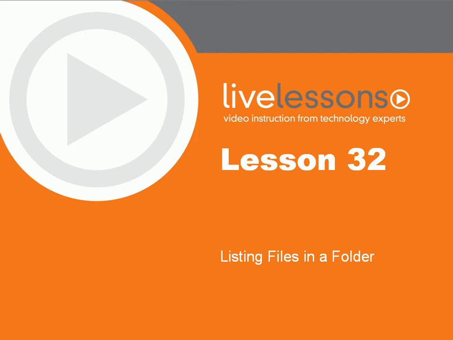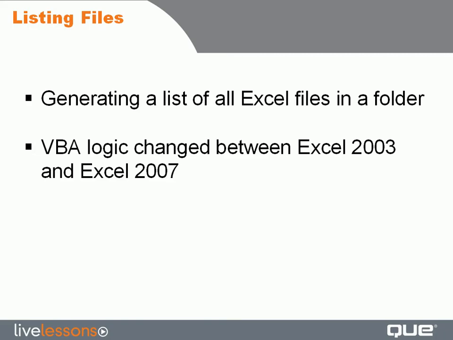Lesson 32, listing files in a folder. Well, in this lesson, we're going to take a look at some code that will generate a list of all files in a folder. We can specify only files of a certain type, like JPEG files or XLSX files. This is a beautiful little utility because it basically allows you to take your Windows Explorer output and put it in Excel where you can sort it or delete rows or insert rows or whatever you need to do.